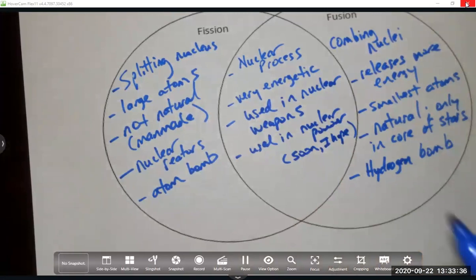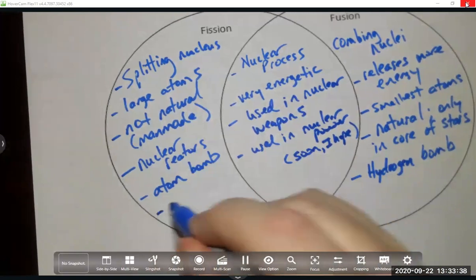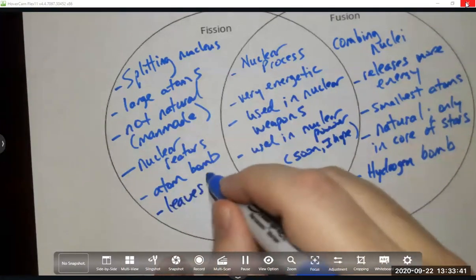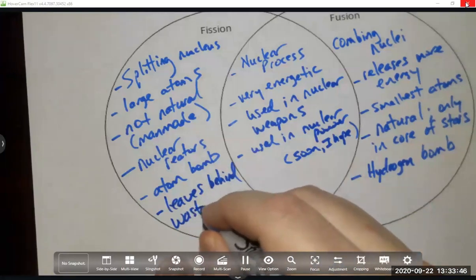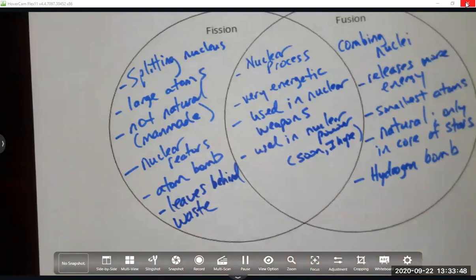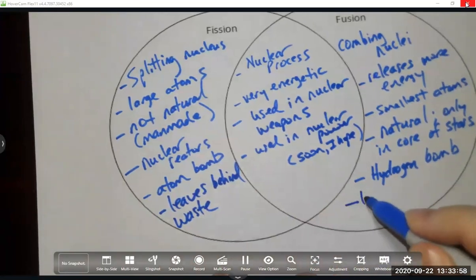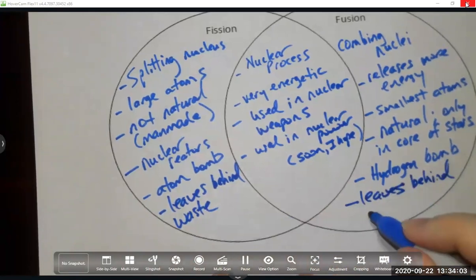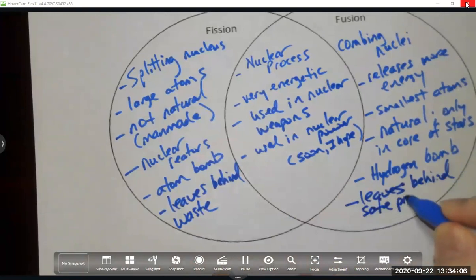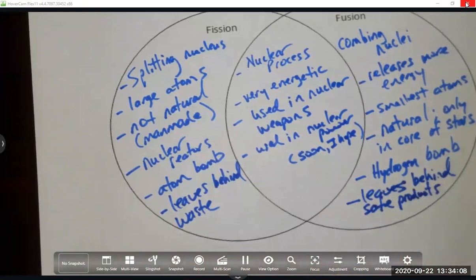And then I guess another thing I can think of for the difference, fission leaves behind waste that is radioactive. So you have to do something with what's left over, because it's radioactive and will be for virtually forever. Whereas fusion leaves behind safe products and doesn't leave behind anything that's radioactive that has to be disposed of.